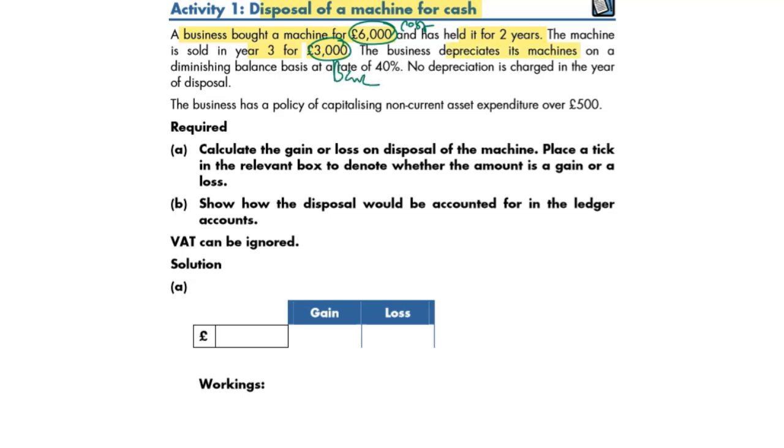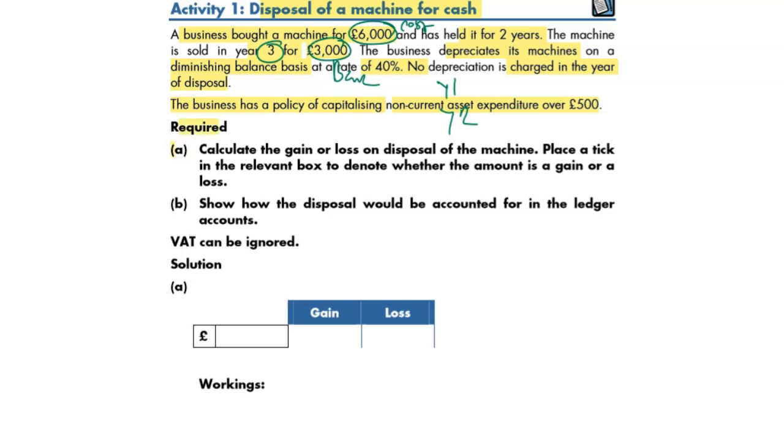The business depreciates the machine on a diminishing balance at 40%. That's important to note down. No depreciation is charged in the year of disposal. So although they are selling it in year 3, you will not charge any depreciation. So you're going to charge year 1 and year 2 depreciation at 40% reducing balance. Okay. There is one more line. The business has the policy to capitalize non-current asset expenditure over 500. Okay, maybe needed, maybe not needed. We don't know yet. Let's check out the requirement.